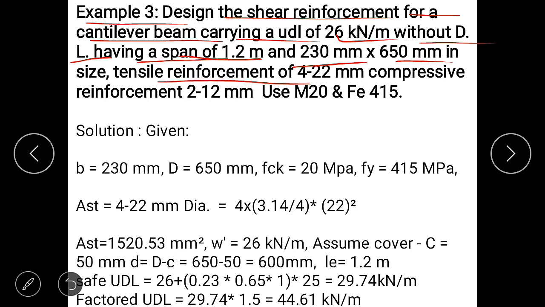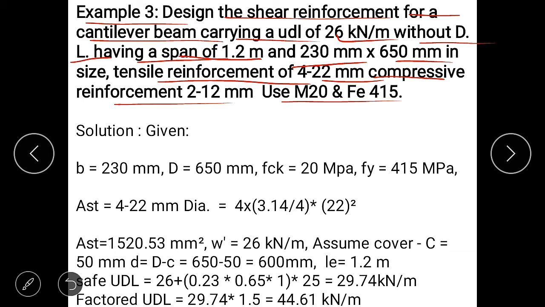Tensile reinforcement of 4 into 22 mm. Compressive reinforcement 2 into 12 mm. So use M20 and Fe415. Means tensile also we provide steel in tension and compression zone. So this beam is doubly reinforced because steel is provided in both sections, tensile and compression.